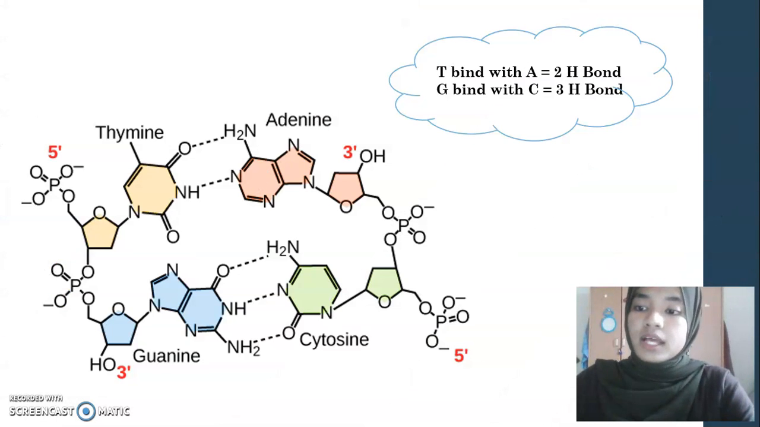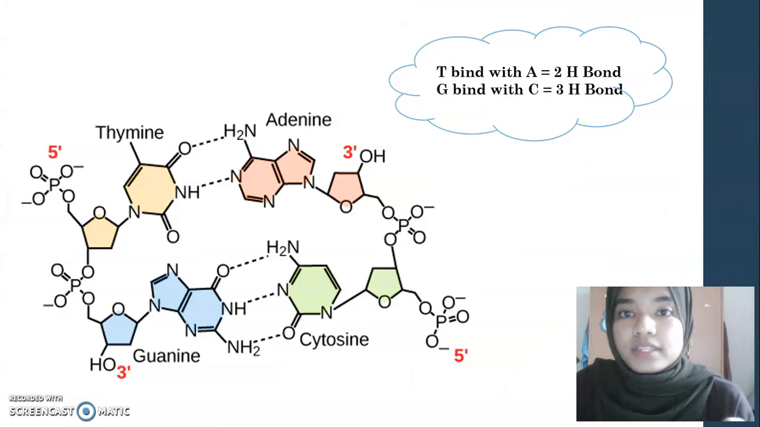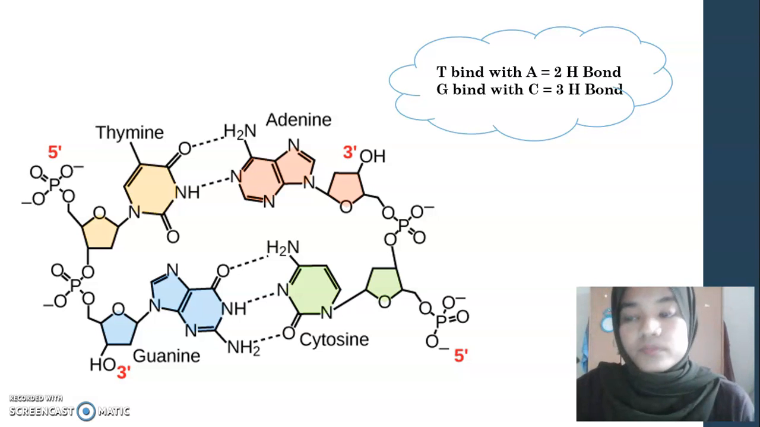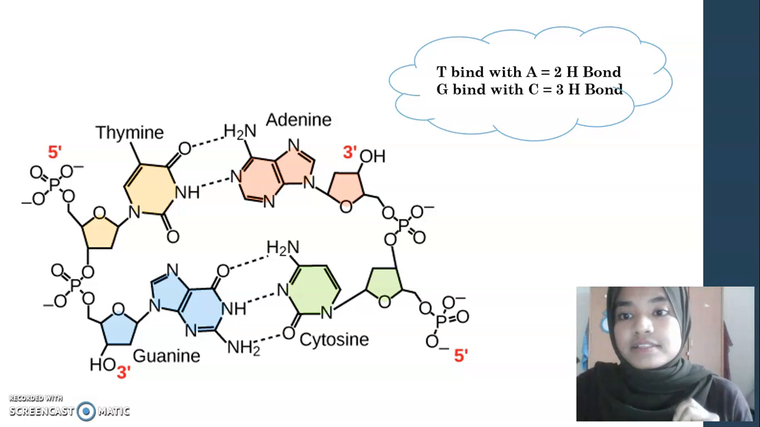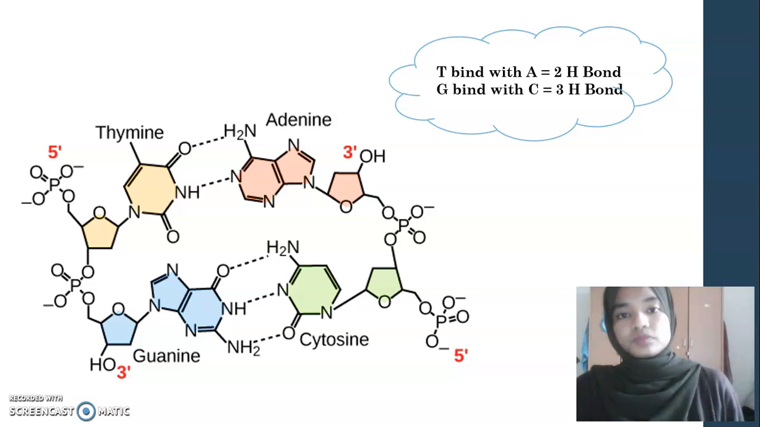Adenine always pairs with thymine by 2 hydrogen bonds. Meanwhile, guanine always pairs with cytosine by 3 hydrogen bonds. This creates a difference in strength between the two sets of Watson and Crick bases.